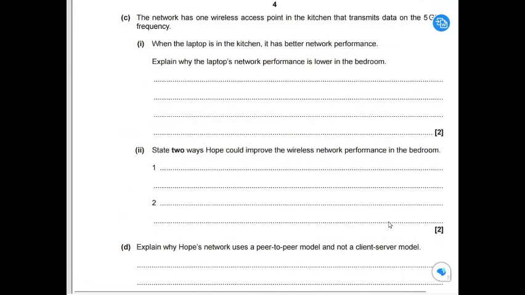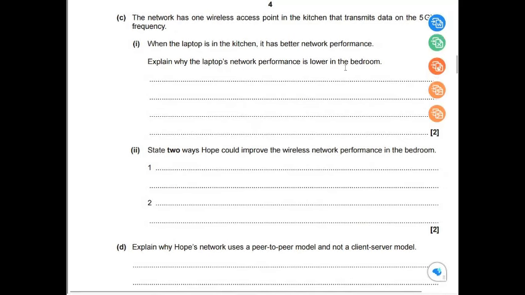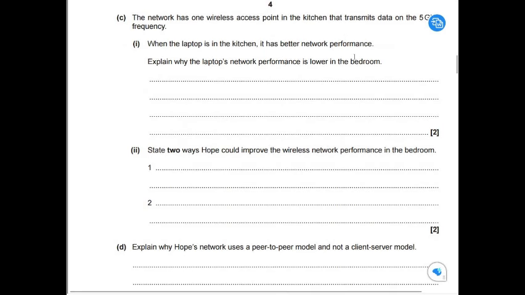Part C. The network has got 1 wireless access point in the kitchen that transmits data on the 5G, on the 5 giga, I believe that's meant to be gigahertz, 5 gigahertz frequency. So a network has 1 wireless access point in the kitchen, transmits data on the 5 gigahertz frequency. When the laptop is in the kitchen, it's got a better network performance. So why has it got a better performance? Why is it lower in the bedroom?